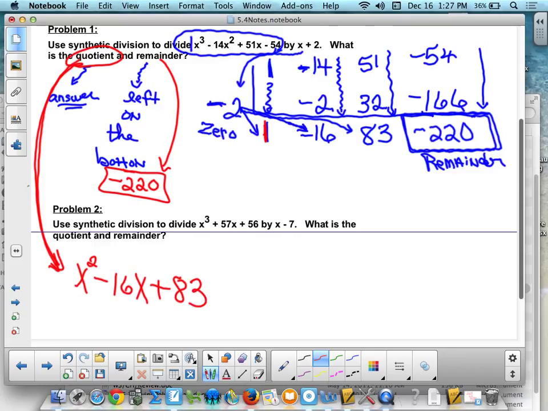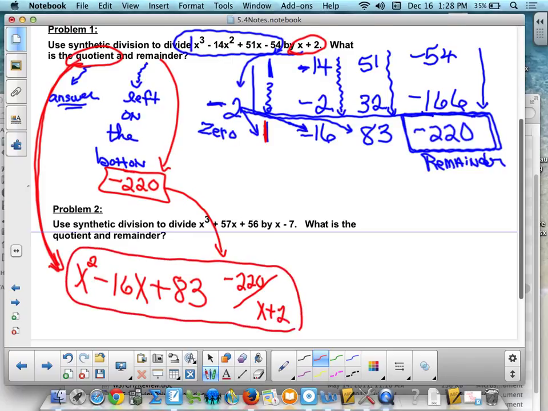So if you would have done long division, you would have got that plus what? Plus negative 220 divided by, what were we dividing by? X plus 2. So there's your answer you actually got. Now the two questions were, what's the quotient? The quotient's right there. And then what's the remainder? Negative 220.